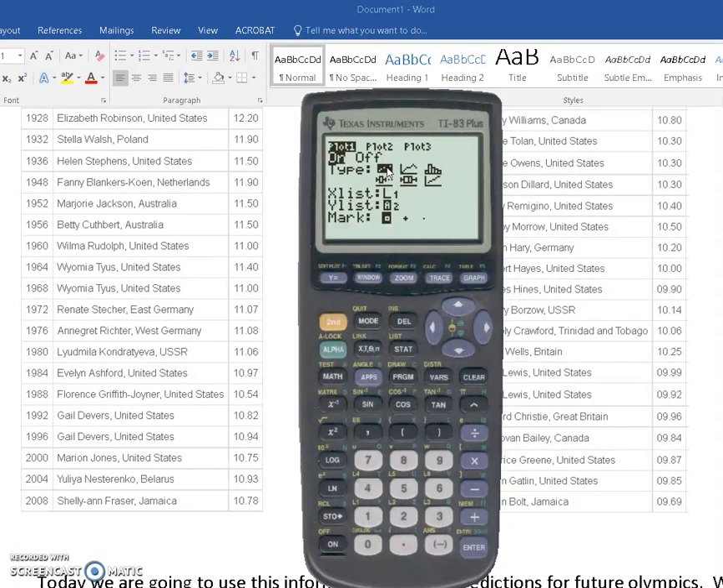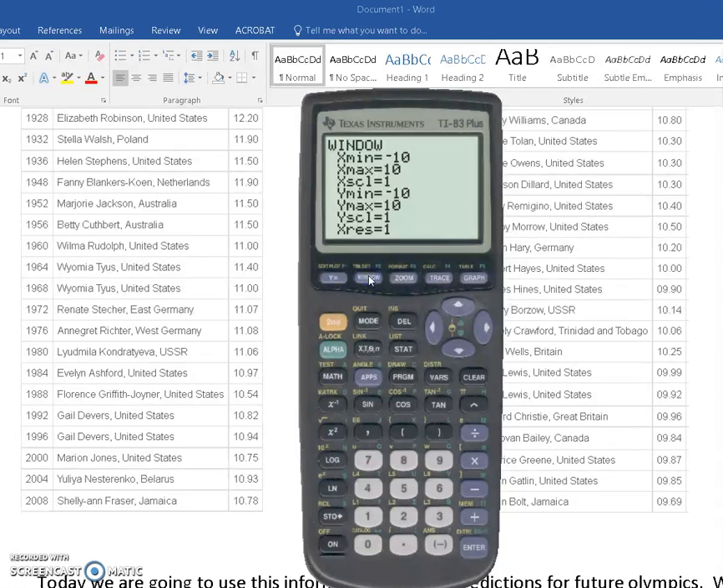I want my y values to come from list 2. Those are the defaults. And I want to mark each year, each gold medal Olympic winning time, with an open circle or an open square. And so that is what will show up on the graph here in a little bit.